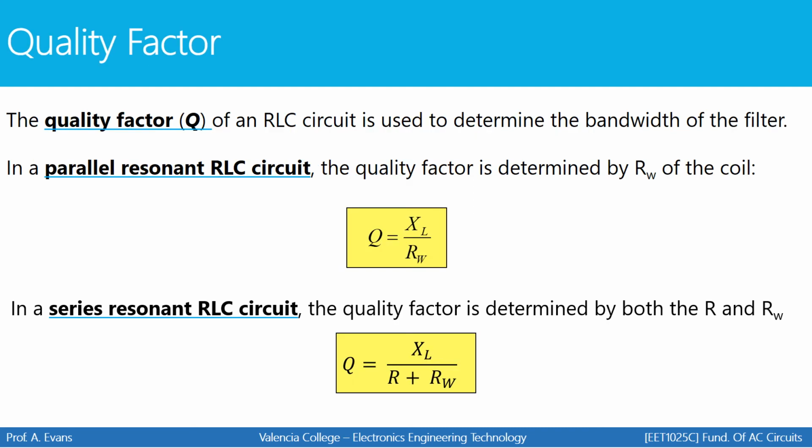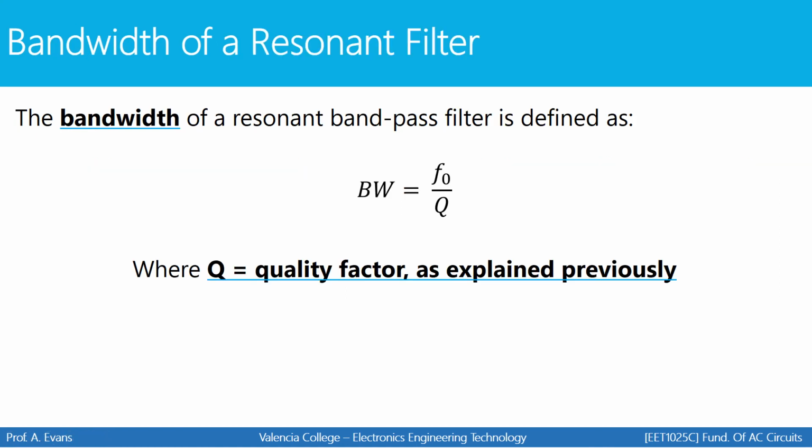We're also going to use the quality factor as we determine the bandwidth of our filters. Just as a review, in a parallel resonant RLC circuit, the quality factor is determined by RW of the coil. Remember, that's the winding resistance of your inductor. In a series resonant RLC circuit, the quality factor is determined by both the resistance and RW. So these are a review of the formulas that we've discussed previously about determining the quality factor. We're going to use the quality factor to determine the bandwidth. So the bandwidth is going to be your center frequency divided by quality factor.